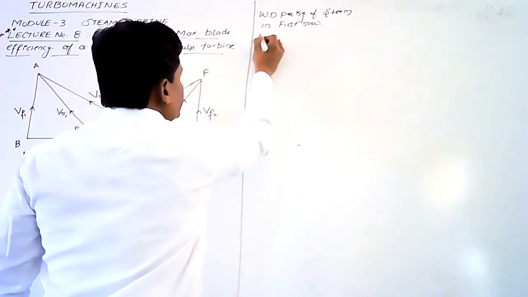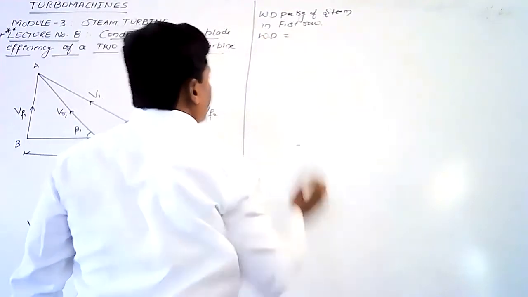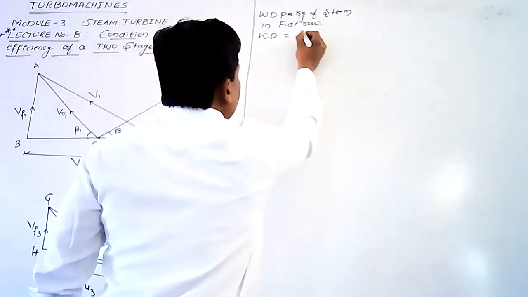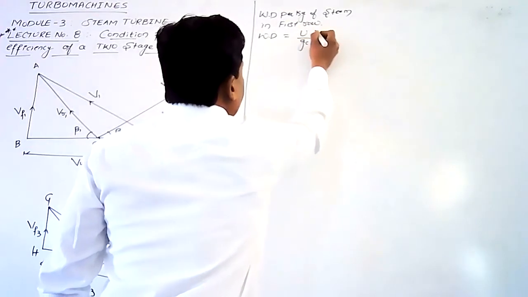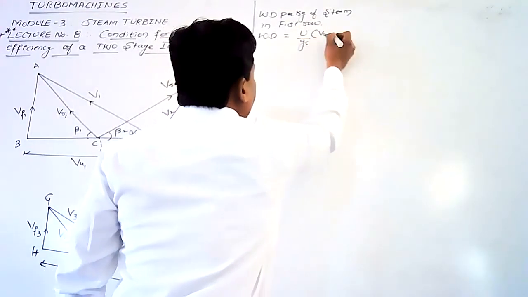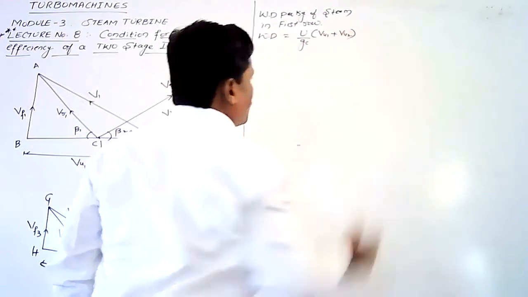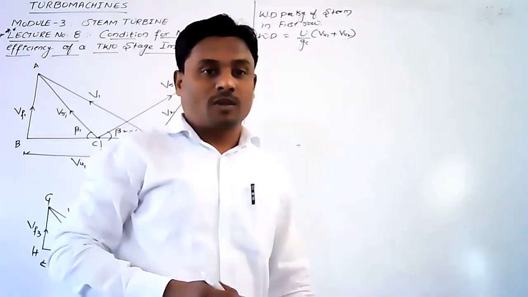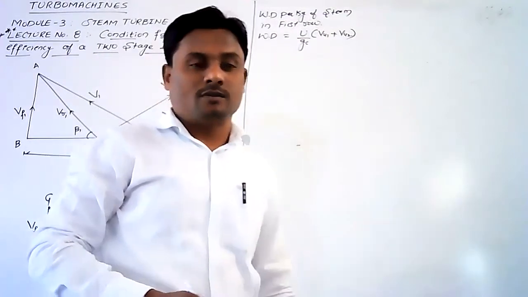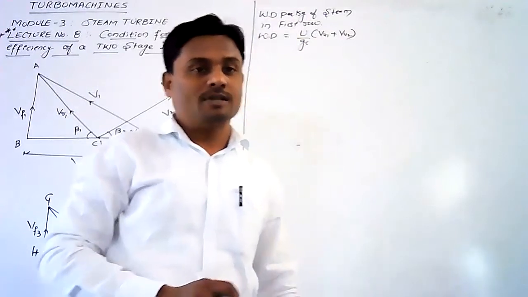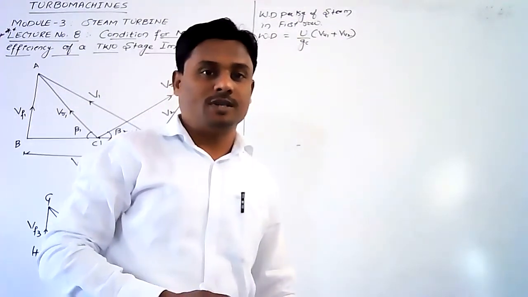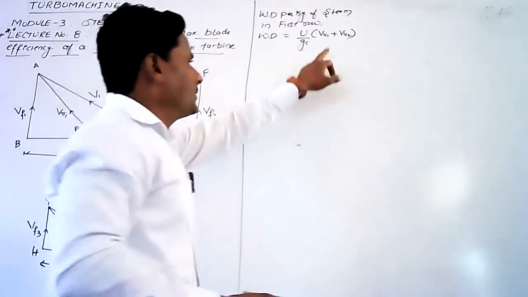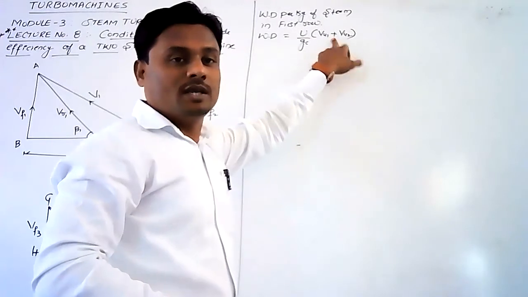So WD, the work done per kg of steam by the first row of moving blades, is given by U by GC into VU1 plus VU2. This is the formula for work done per kg of steam by the runner. These things we have studied in module number 2, that is, Euler's turbine equation, U by GC into VU1 plus VU2. Now here sometimes we have to take the minus sign, or sometimes we have to take the positive sign.